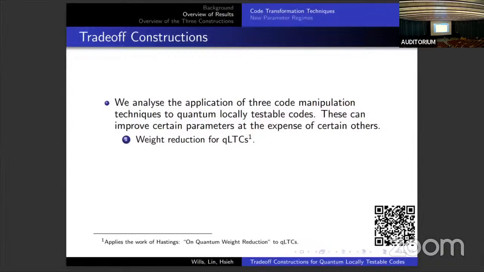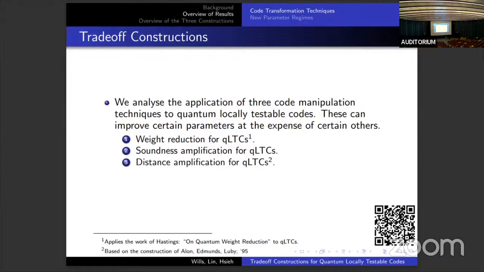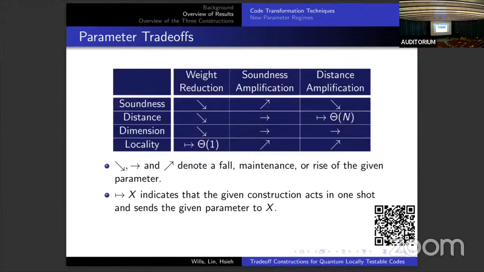There is a weight reduction procedure for QLTCs. So this will push the locality down, so it improves the locality at the expense of some other things. There is a soundness amplification procedure, so this improves the soundness at the expense of some other things. And there's a distance amplification procedure, so again, improving the distance at the expense of some other things.